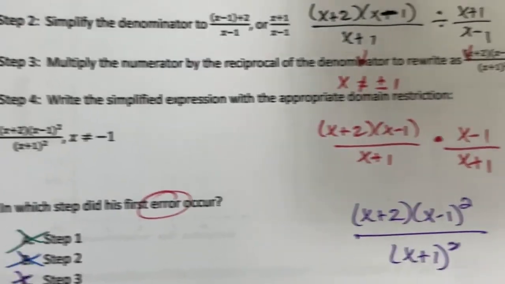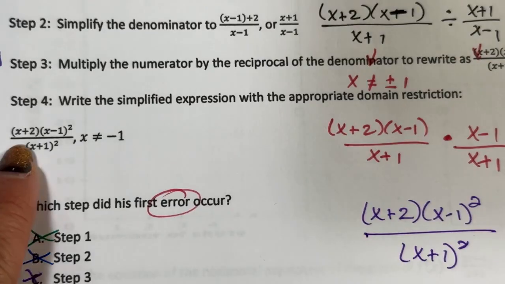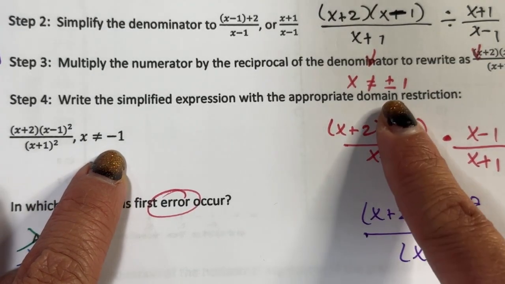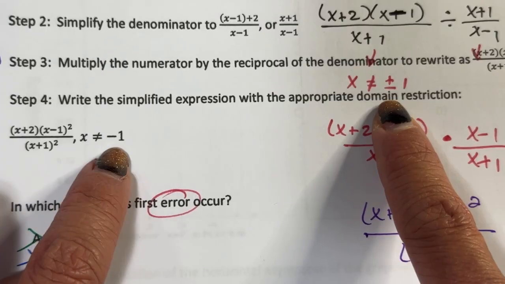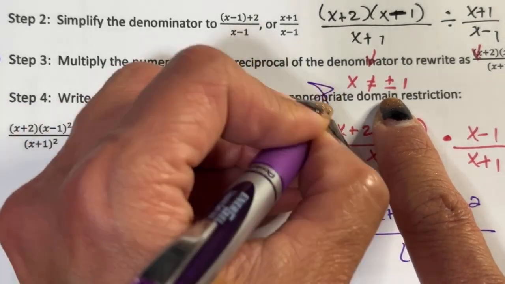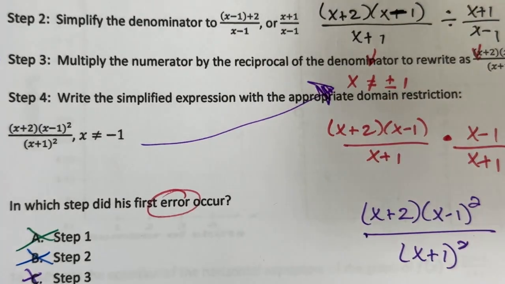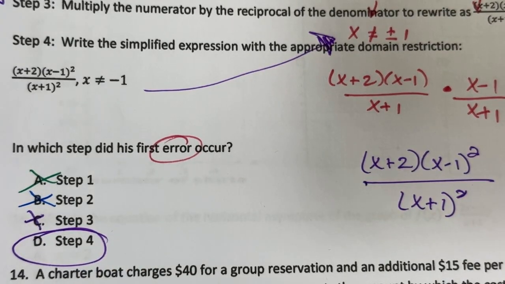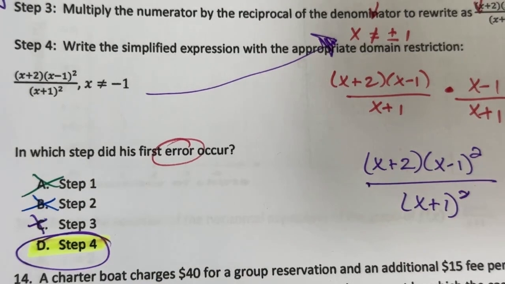And let's see what he wrote in step 4. Write the simplified answer. Yeah, that's exactly what we just wrote. Oh, he only put that the restriction is x cannot equal -1, but it's plus or minus 1. So there is the mistake. He forgot the other restriction, which is why I have you guys list restrictions before you flip the second and multiply, because that is a very common mistake that does happen. All right, so D was the answer.